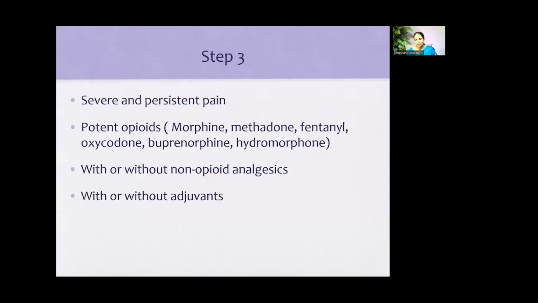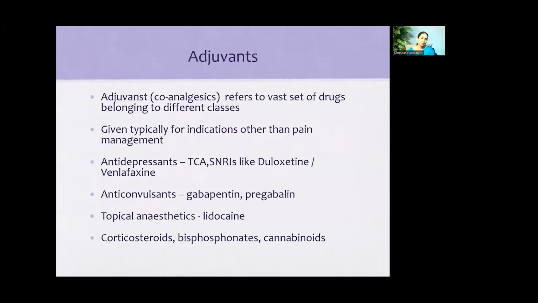Step 3 is management of severe and persistent pain, where potent opioids like morphine, methadone, fentanyl, buprenorphine, and hydromorphone can be used. Again, these can be combined with non-opioid analgesics like acetaminophen, non-steroidal anti-inflammatory drugs, and adjuvants. So let us have a look at these adjuvants.